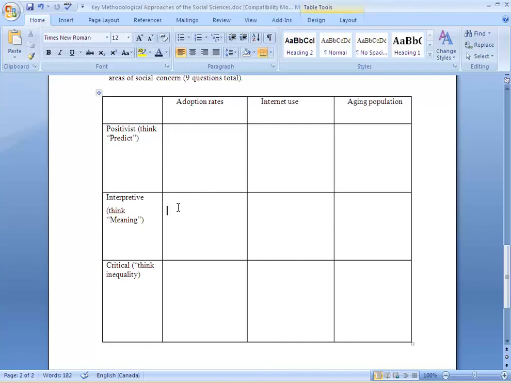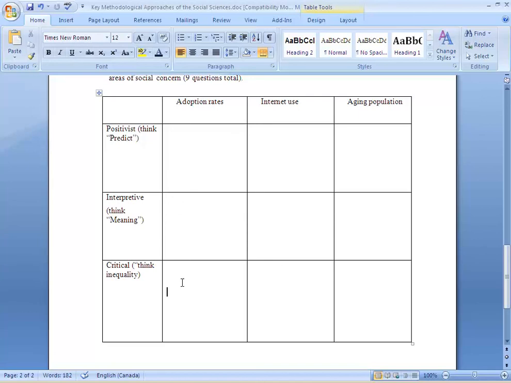Interpretive. We're just thinking of the meaning here. What does it mean to be adopted? What is it like to be an adopted child? How is their life different? How is their perception different? That being said, what is it like to be a parent who adopts? And does society judge you differently, or how does that work?